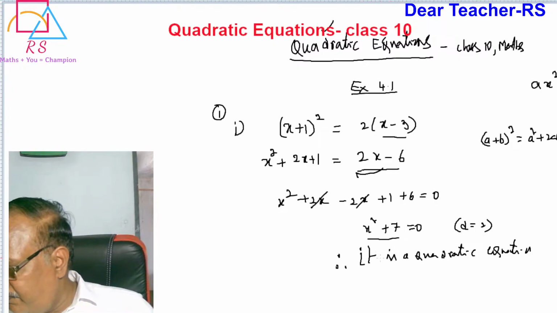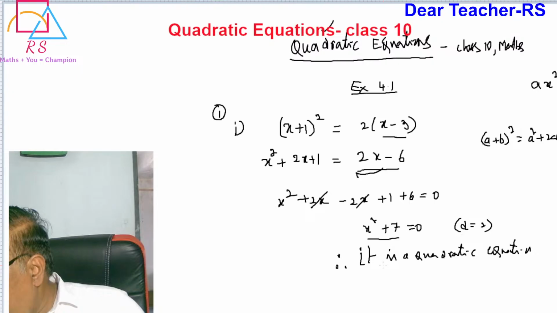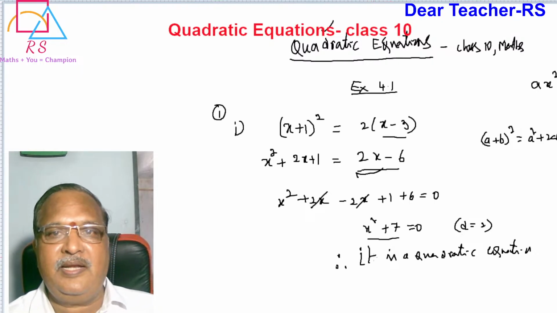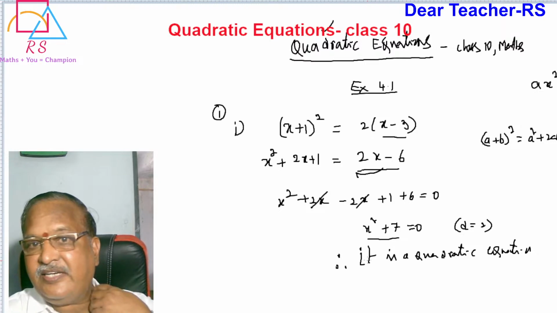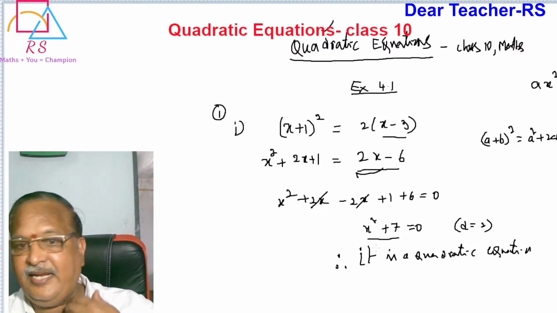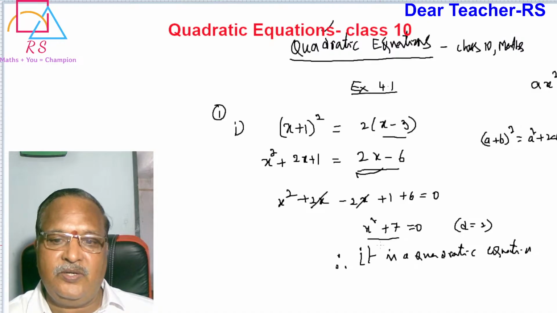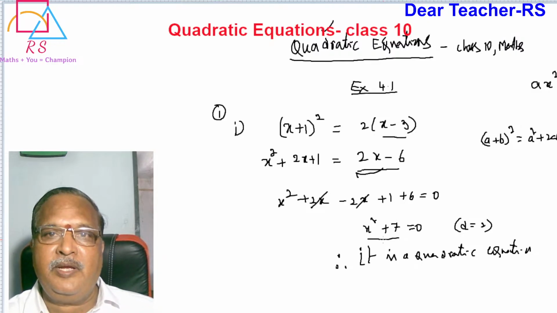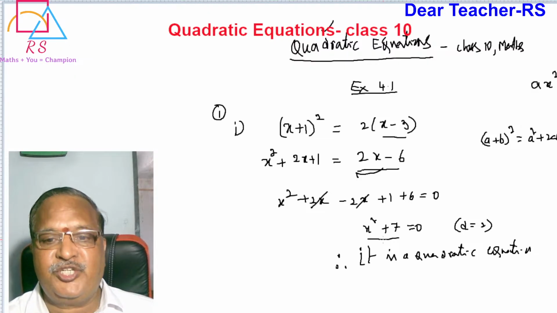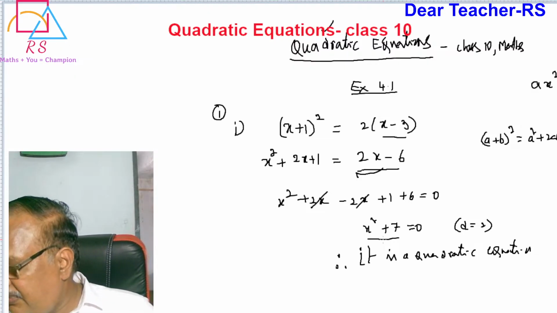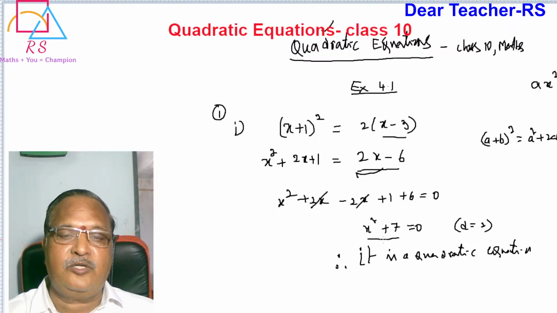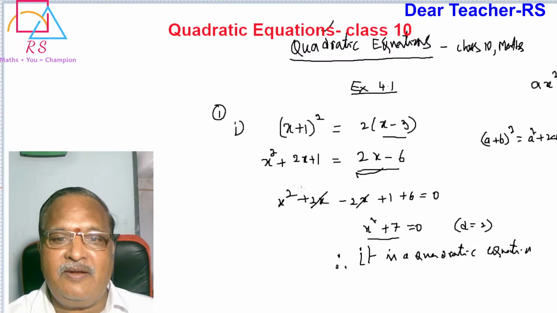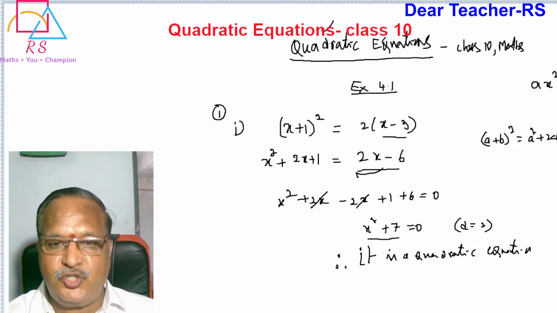So then, yes, in a polynomial the is-equal-to symbol is not there, and in an equation the is-equal-to is there. The quadratic polynomial is x square plus 7, without is equal to 0. So that is a polynomial. Polynomial means only an algebraic expression. Equation means there should be is equal to, there should be 2 sides. Okay, so left hand side and right hand side should be there.